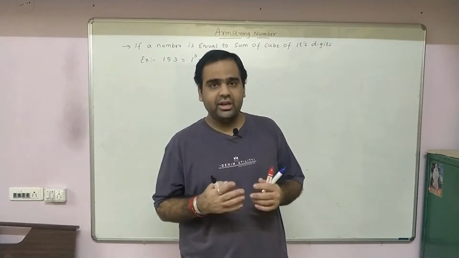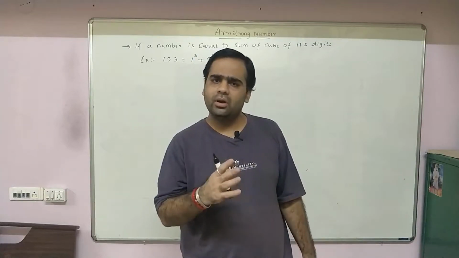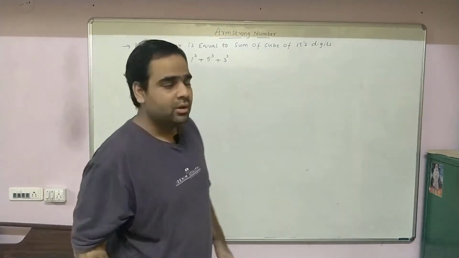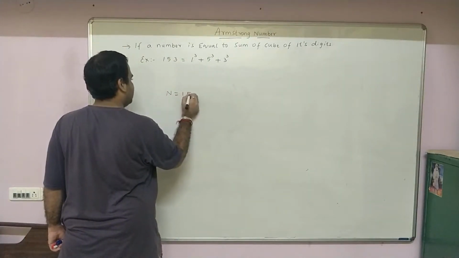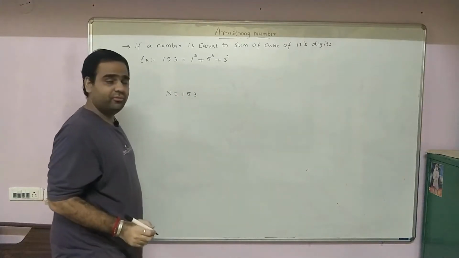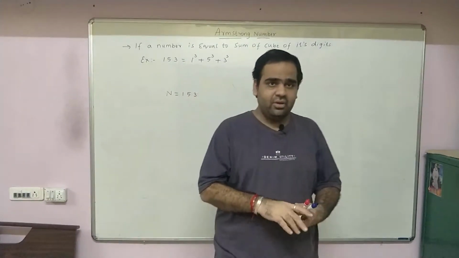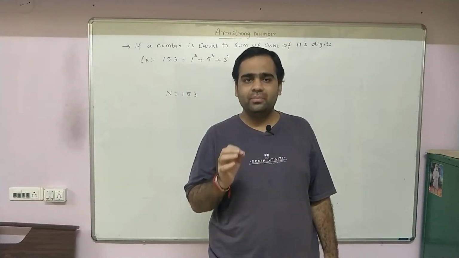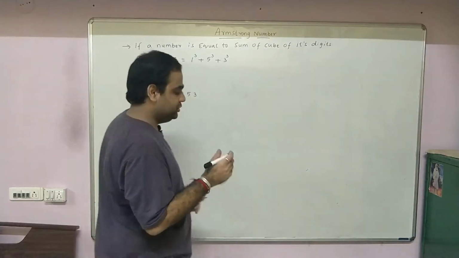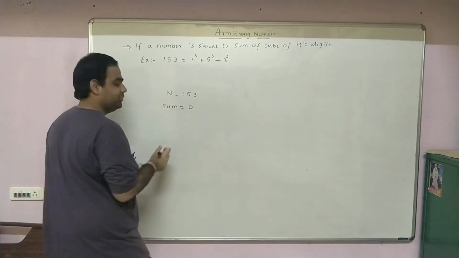Now, given a number, we need to find whether it is an Armstrong number or not. Let us say n is equal to 153. We need to find the sum of cubes, and whenever we want to find a sum, what is the additive identity of sum? The additive identity is 0. Therefore we initialize the value of sum to 0.